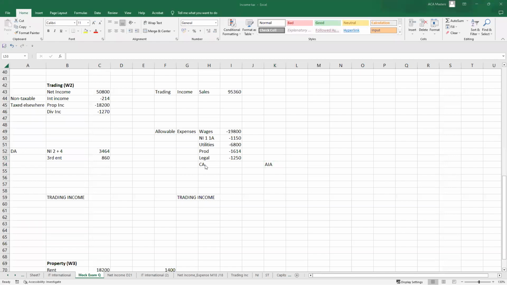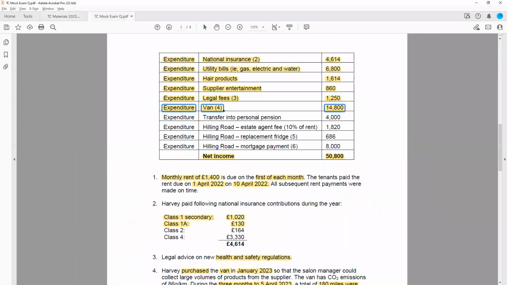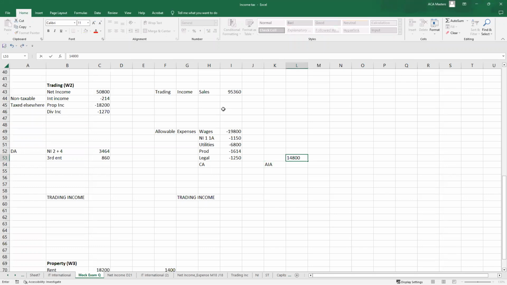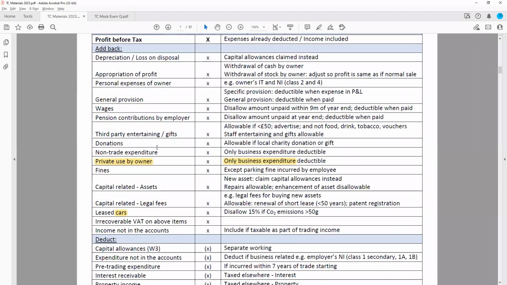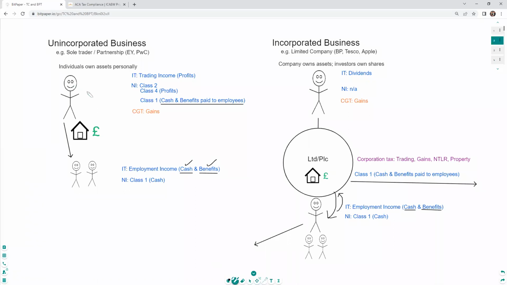So there'd be an addition of 14,800. AIA, first year allowance, 100%. Well, it's not first year allowance, but 100% in the year of the addition. Now, of course, we know only 90% is for business purposes, because Harvey's got 10% personal use. So really important that you appreciate when you're looking at private use, it's only by the owner, only by the sole trader or partner themselves.